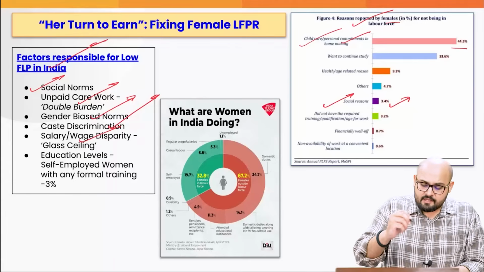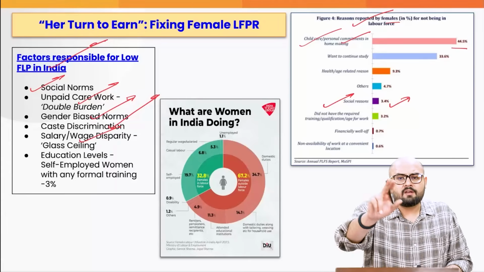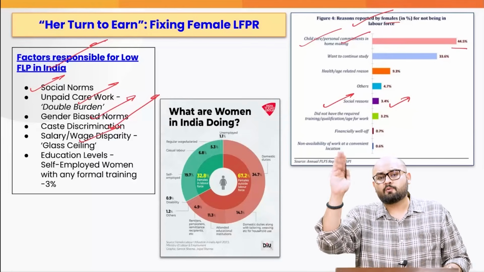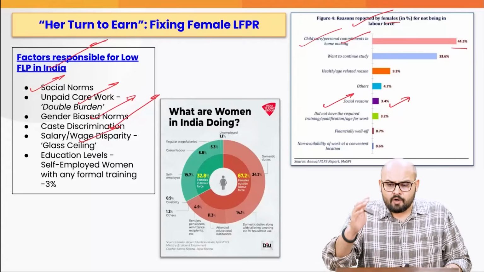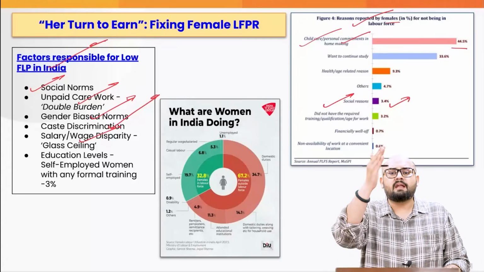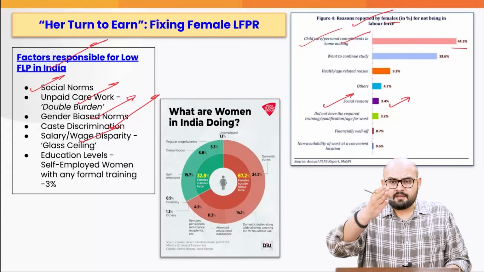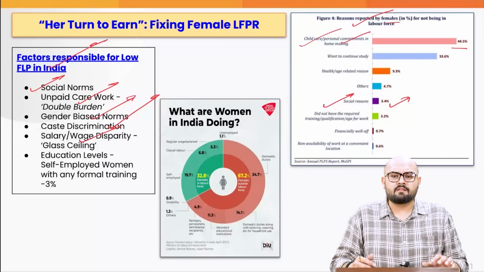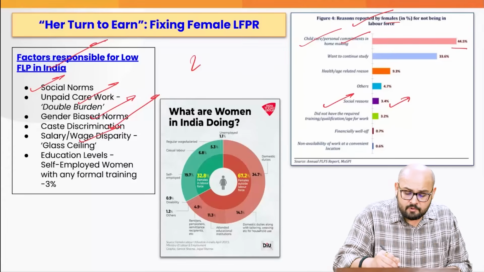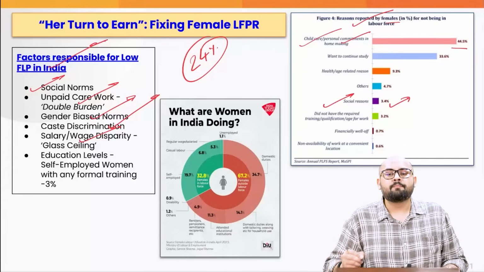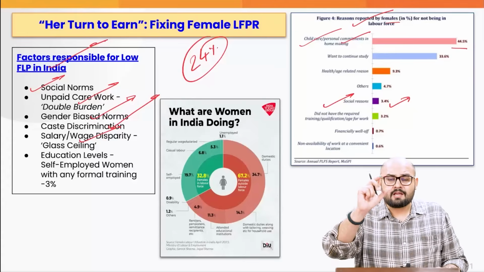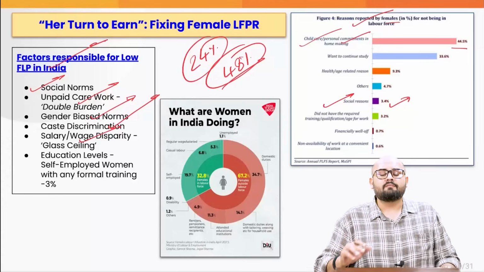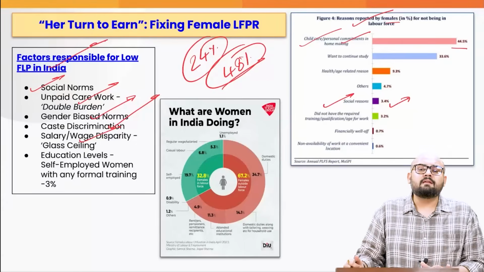Next, we have salary and wage disparity. Though we have the Equal Remuneration Act, 1976, and the principle of equal pay for equal work in the directive principles, we still see a pay disparity between males and females. According to a survey, for regular work, a male in India earns almost 24% more than a female. And for casual work, a male in India earns more than 48% more than a woman. So that is the kind of pay disparity we have.